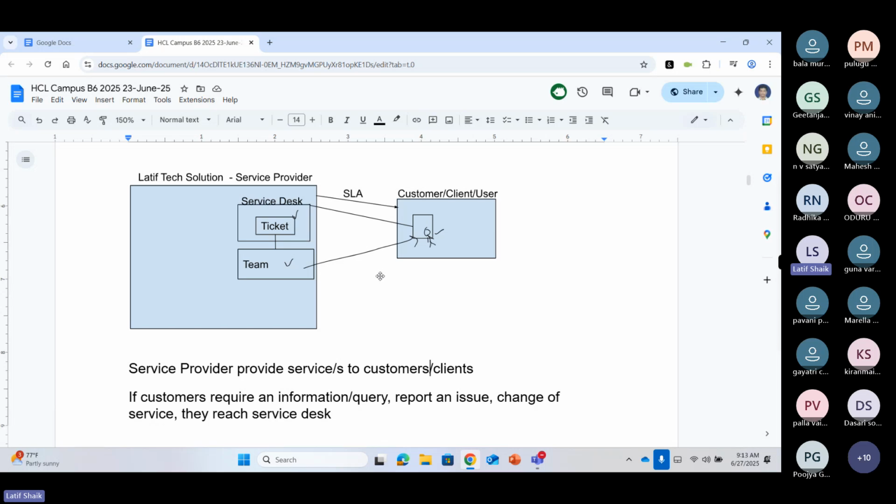Okay. Next, what we discussed is how the flow will happen. Whenever we are providing services to the customers, if any customer, whether internal or external, requires some information or a query, or needs certain support in resolving certain kinds of issues, then how they will approach the service desk and how the ticket will be created, how it will be assigned, and how our technical employee is going to support the customer and fulfill the customer requirements, and how it will be closed. That cycle also we discussed.